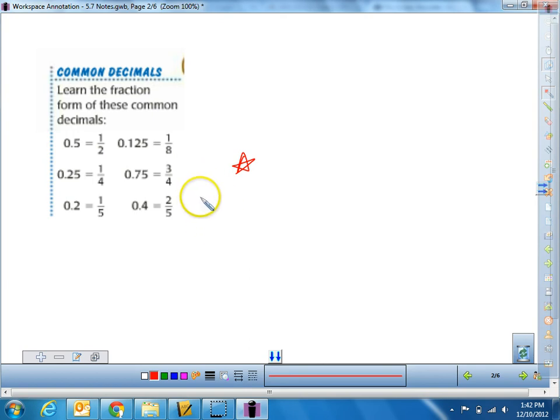They're common. A couple others that I think should be on there is you should know that 1/3 is equal to 0.333333 repeating, and that 2/3 is equal to 0.6 repeating. Those are some pretty commonly used fractions and decimals, so you need to kind of memorize those.